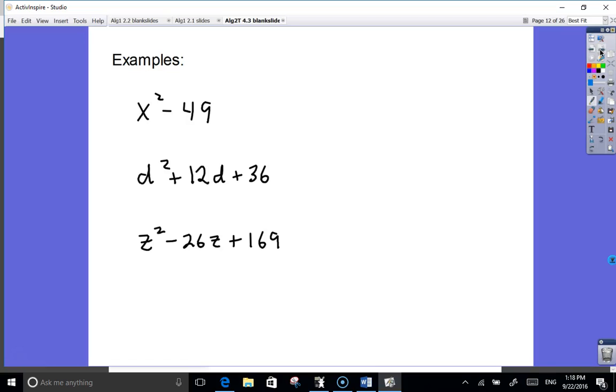So the first one, what is that pattern called again? x squared minus 49? Difference of squares, right? And so it's literally x squared minus 7 squared. And according to the formula, how should that factor? x minus 7, x plus 7.